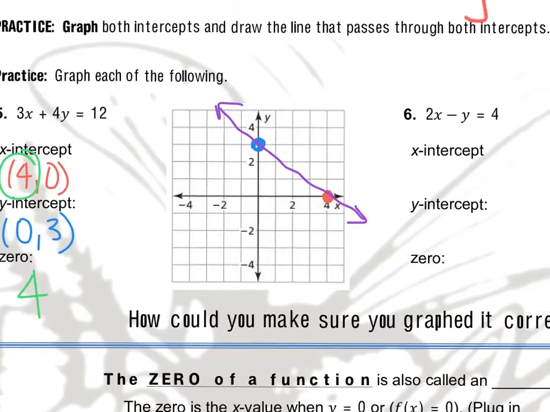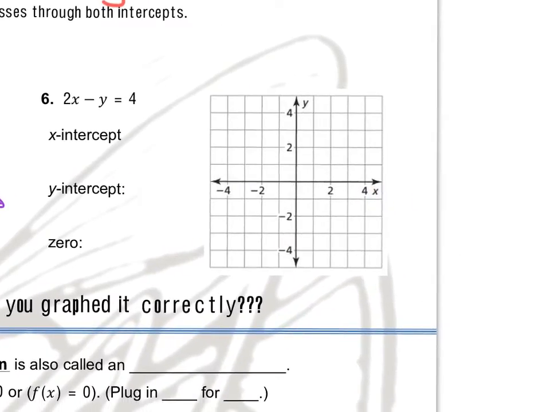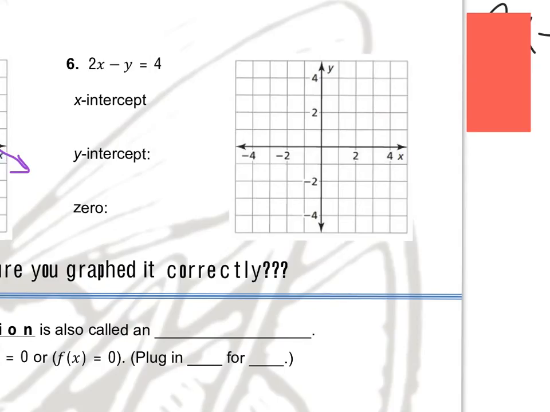So number 6, I want you to pause the video and try it on your own. When you hit unpause, I will go through explaining how to find it. So I'm going to tell you, first of all, that our x-intercept was 2, 0. Our y-intercept was 0, -4.